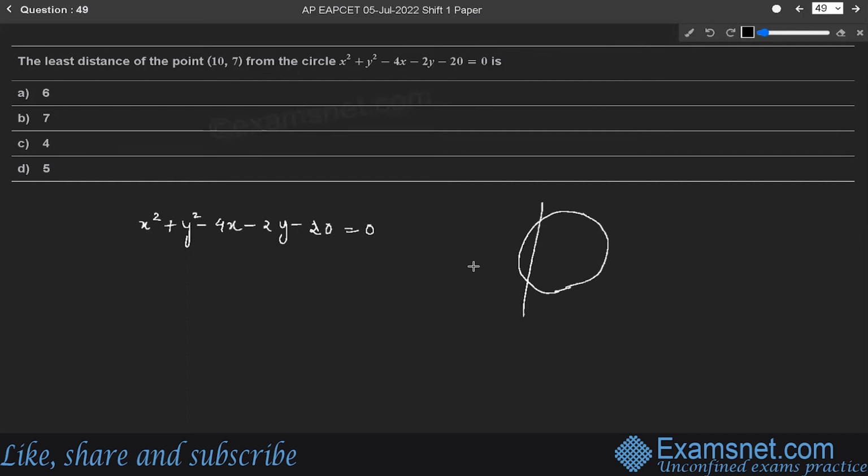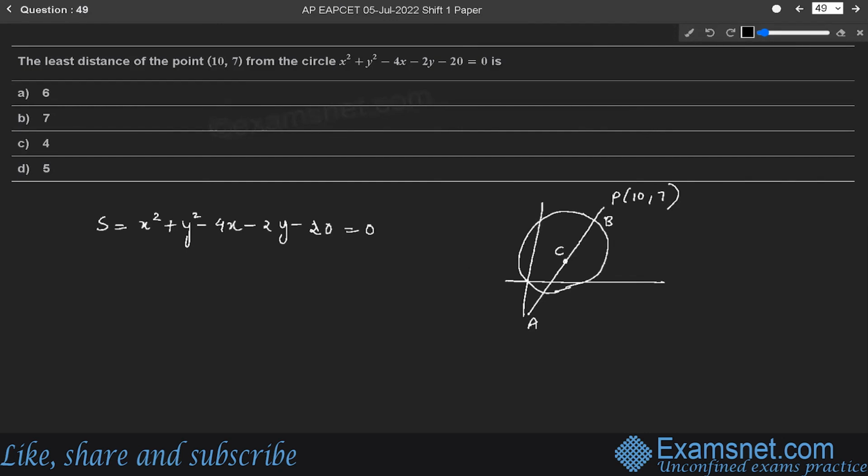First, let us make the coordinate axes. So this is the coordinate axis and there is a line. Consider this as the line A and B. Let this be the point P, which is (10, 7), and let C be the midpoint, or the center, of the circle. We have an equation x square plus y square minus 4x minus 2y minus 20 is equal to 0. Let S be the given equation.